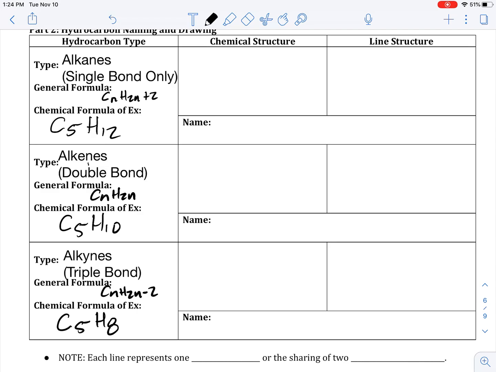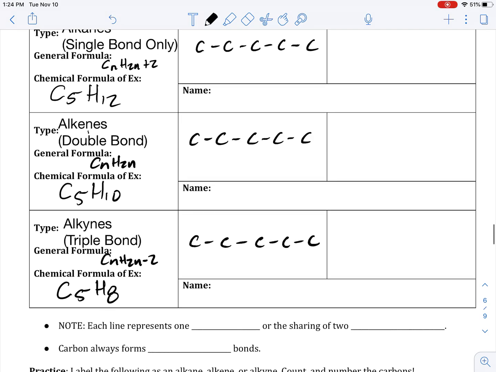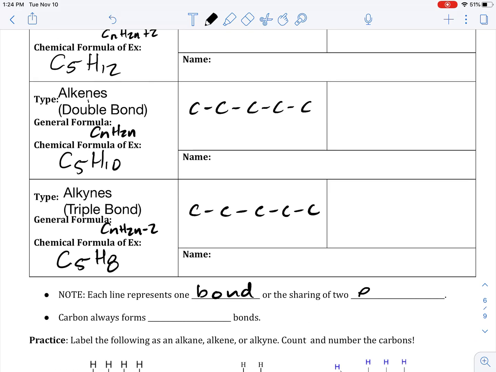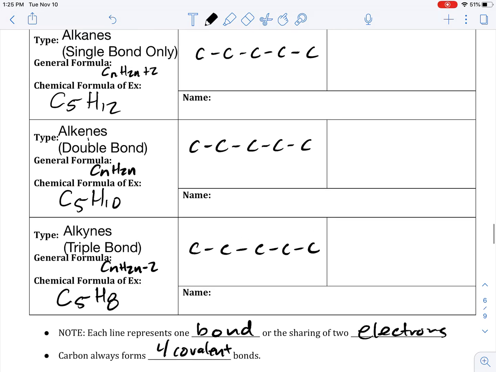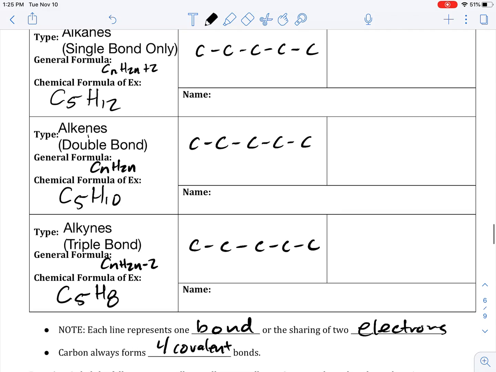Okay, so alkanes, for each of these, we're going to start with just drawing 5 carbons out. Draw 5 carbons out. Okay, now that's because there's 5 carbons. Now what we need to know is that each line represents 1 bond, or the sharing of 1 covalent bond, or the sharing of 2 electrons. And carbon always forms 4 covalent bonds. So that means that each carbon needs a total of 4 lines coming off of it.